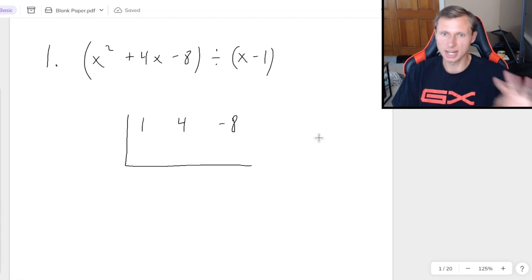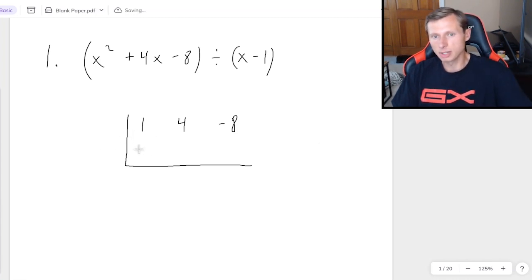You should absolutely not do that. You also want to leave yourself a little bit of a space down here, because we're going to fill that in later. And then outside of your L shape is going to be positive 1. Why positive 1? Because it's always the opposite of your factor that you're dividing by. So if you have x minus 1, that's going to be positive 1. If I had x plus 5, that would be negative 5. You get the picture.